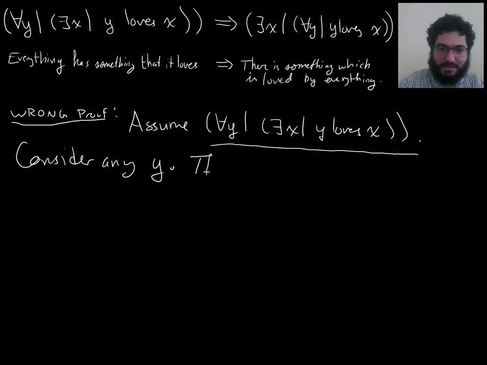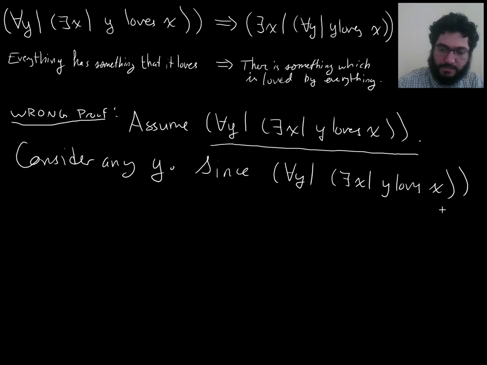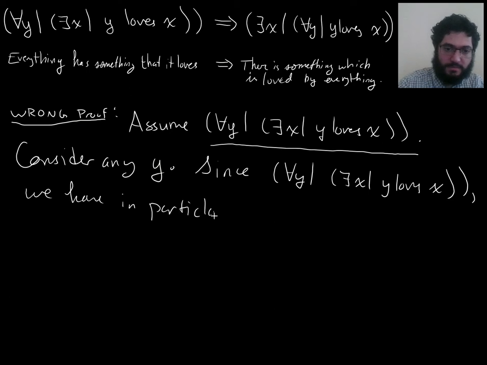So, since everything has something that it loves, y in particular has something that it loves. So we have, in particular, this is universal instantiation. We have in particular that our y that we considered here has something that it loves.